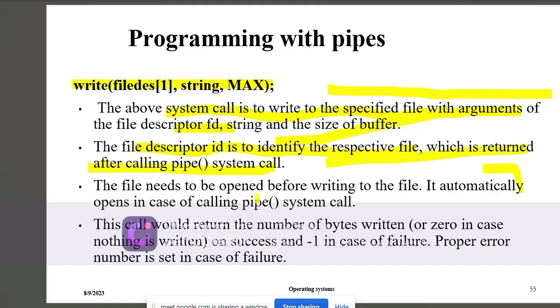And the file descriptor is used to identify the respective file which is written after calling the pipe system call. The file needs to be open before writing, and it opens automatically in case of calling a pipe system call. Whenever you call the pipe system call, it will automatically open the file and you are able to write by using the write system call. And this call returns the number of bytes written, or 0 if nothing is written, on success, and -1 in case of failure, and a proper error number is set in case of failure.